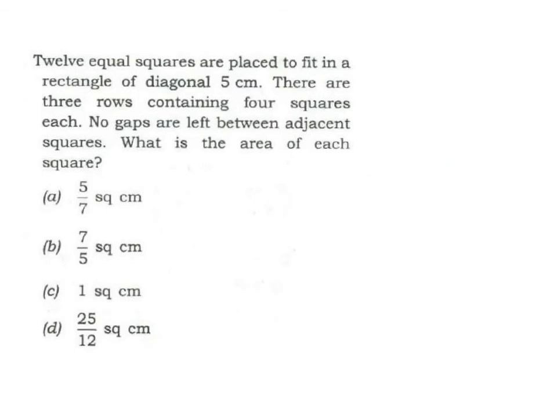12 equal squares are placed to fit in a rectangle of diagonal 5 centimeters. There are 3 rows containing 4 squares in each. No gaps are left between adjacent squares. What is the area of each square? So there are 3 rows. He says 3 rows containing 4 squares. 3 rows, 4 equal squares.